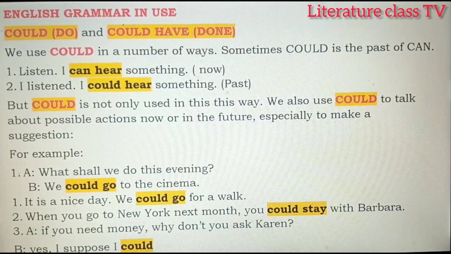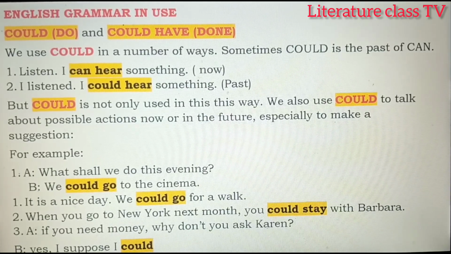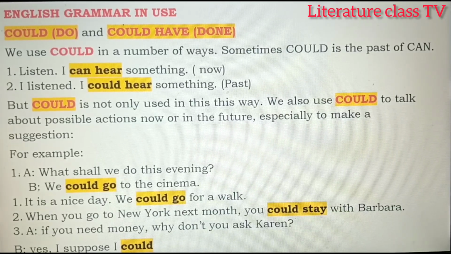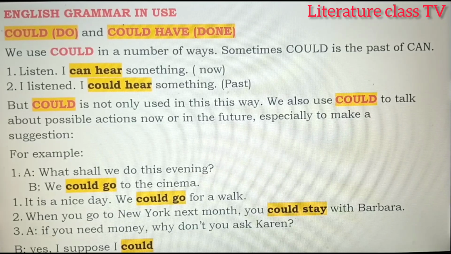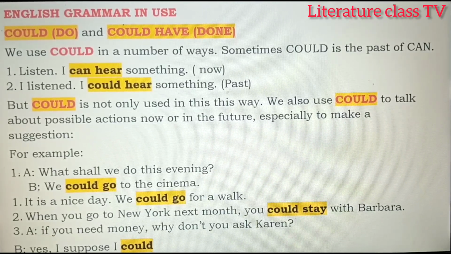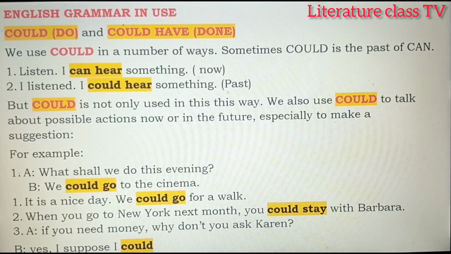But could is not only used in this way. We also use could to talk about possible action now or in the future, especially to make a suggestion. Meaning that we use could to make a suggestion when we talk about possible action now or in the future. Are we together, my friend? We use could to make a suggestion. Let's see examples here.